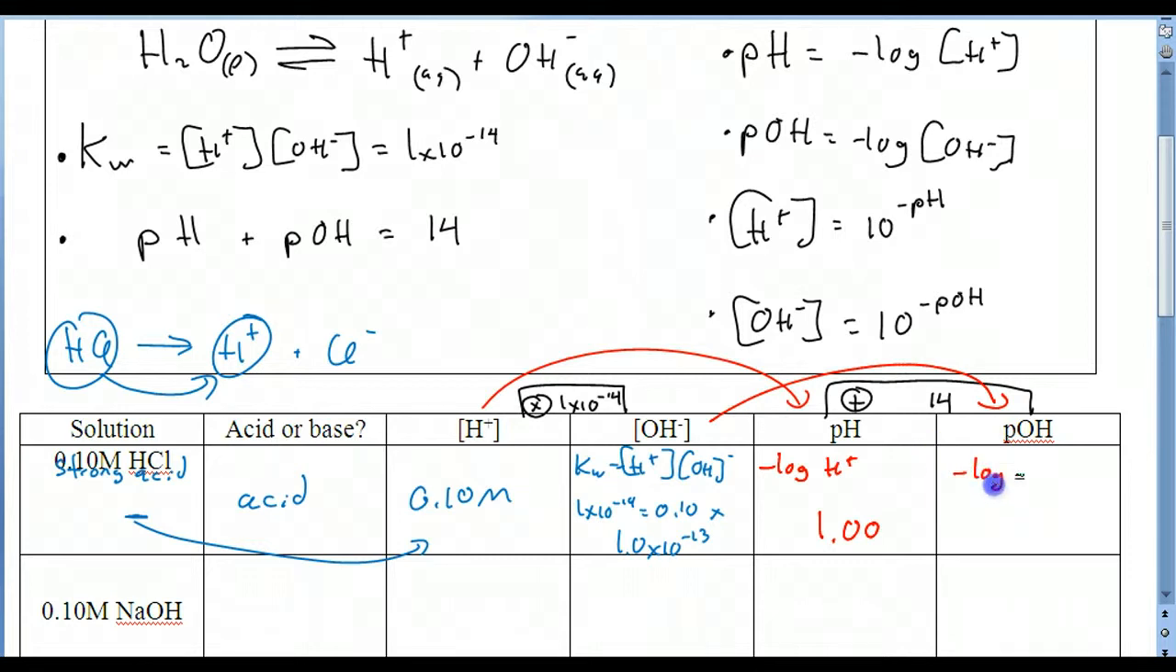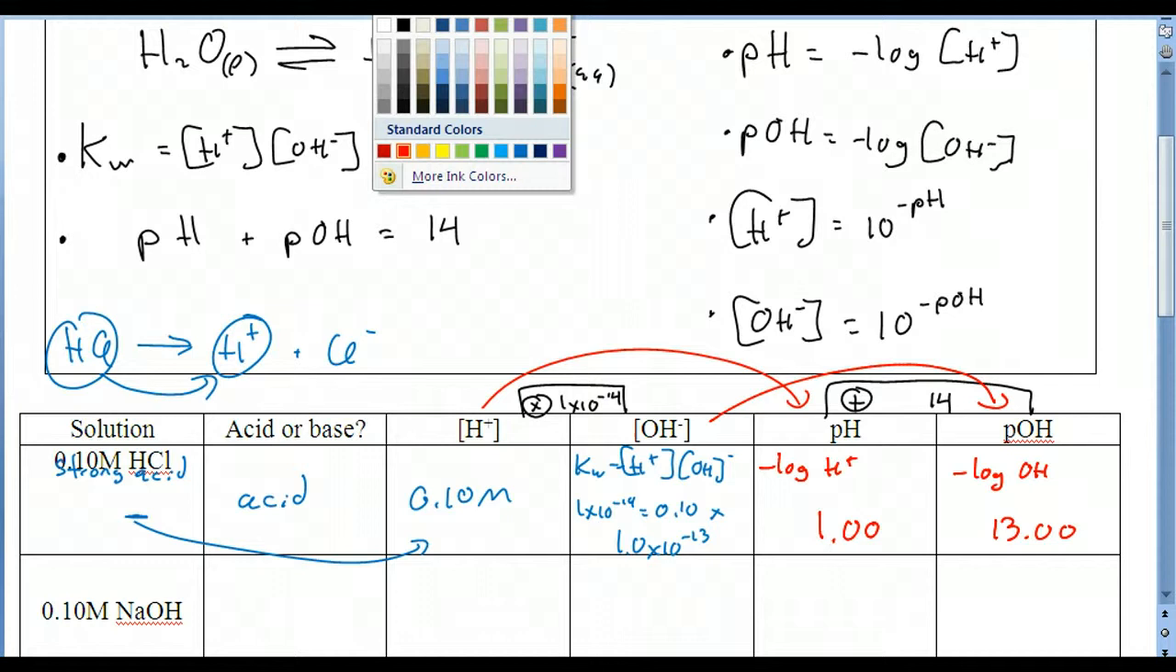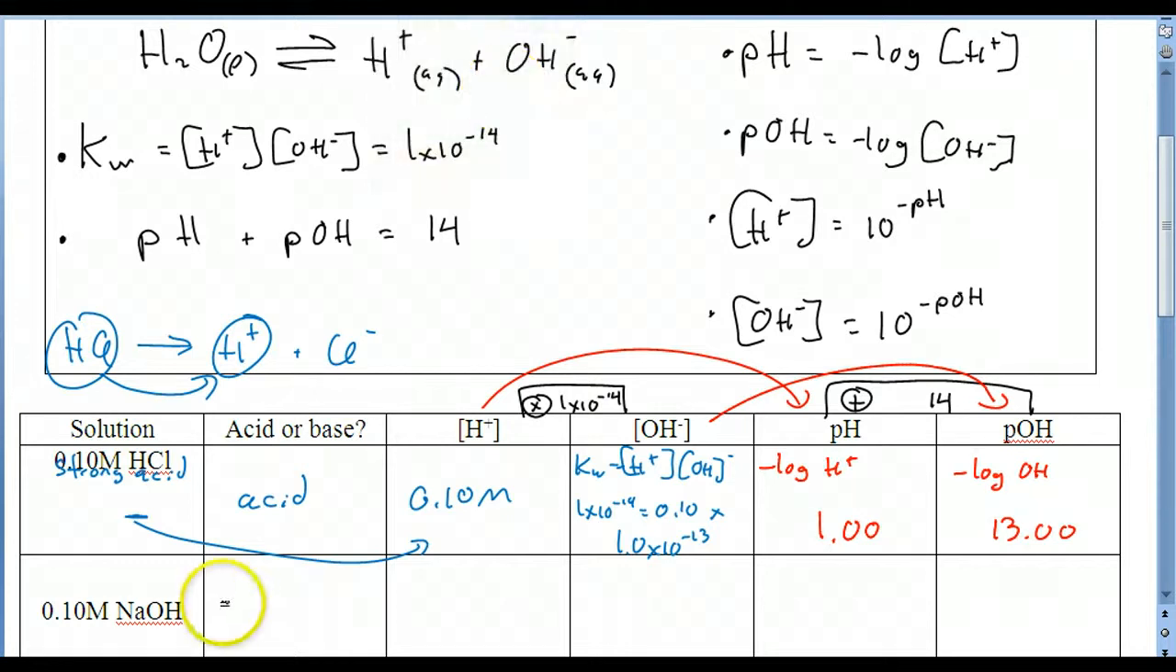Here we have log of OH. So again, that focuses on this, and that gives me 13.00. So the 13 comes from the exponent, which is not a significant number, but the 00 comes from the 1.0. And so that's how to do it, starting with strong acids. Starting with strong bases would be much of the same way. Recognize the fact that this is a strong base.